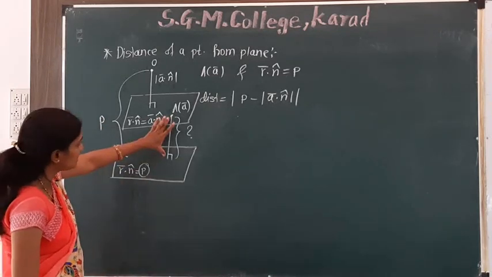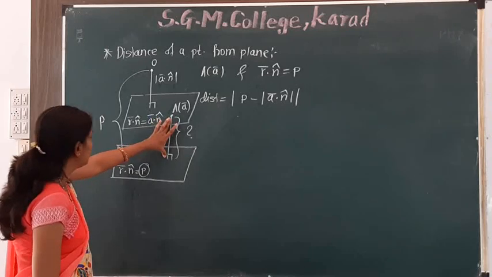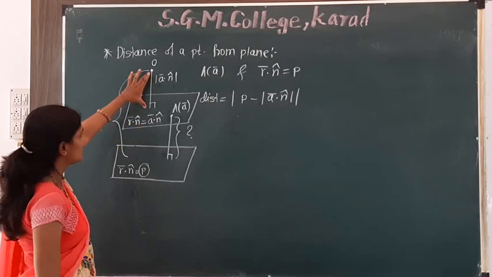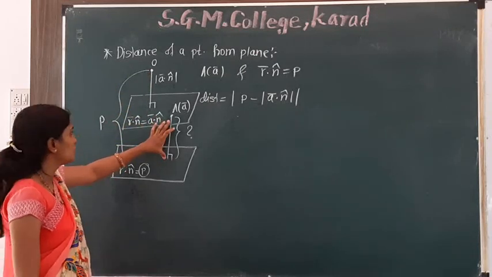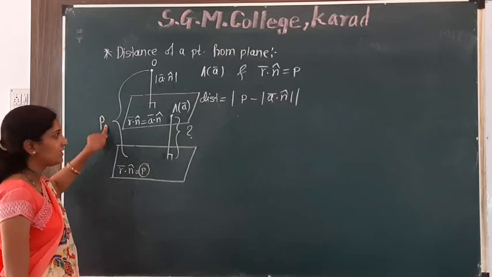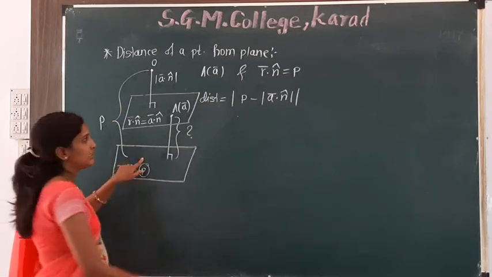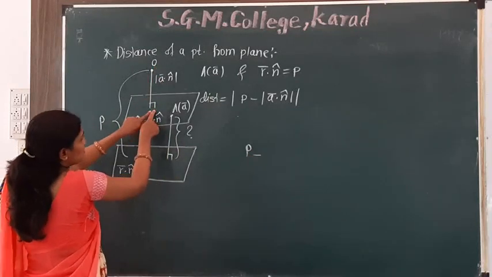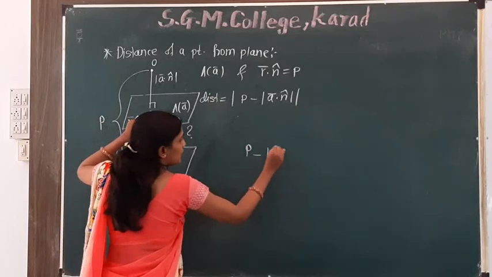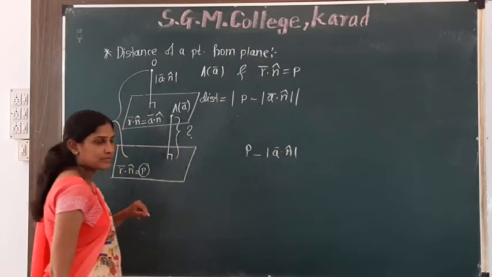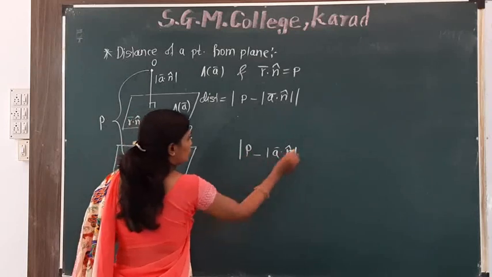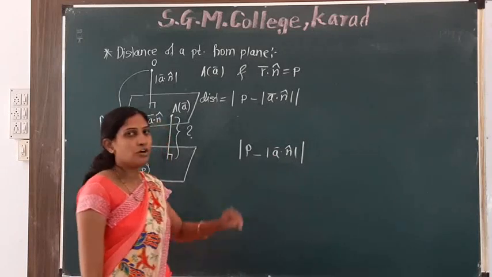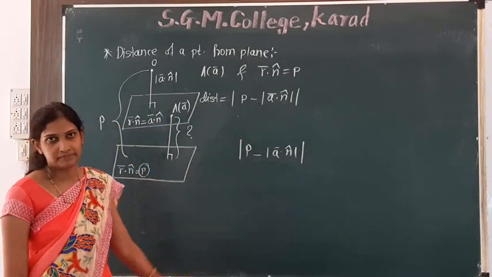Now how will we get this value? If we subtract this total distance and this distance, we will get that. So what is this? P. From origin to this plane, distance is P. And from origin to this point, this distance is mod of A bar dot n cap. This is a distance, therefore we will get a modulus. So this is a distance of a point from the plane.